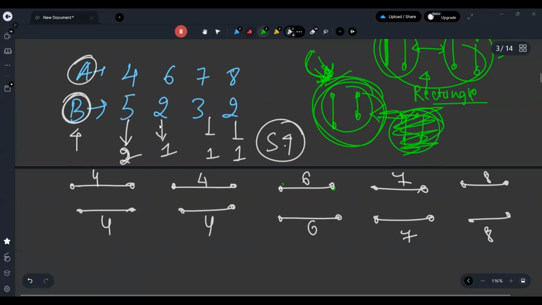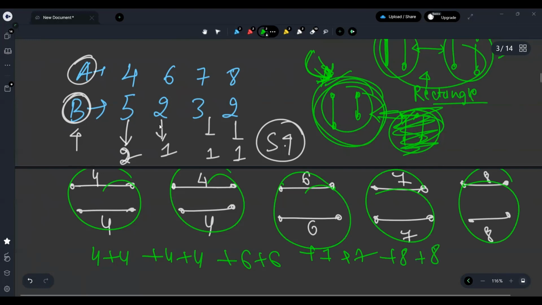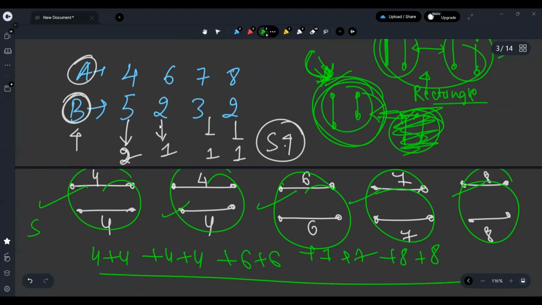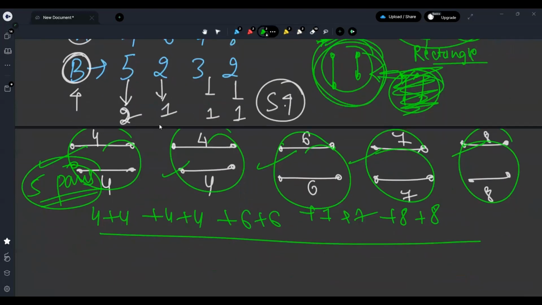So I will add all: 4 plus 4, 4 plus 4, 6 plus 6, 7 plus 7, 8 plus 8. And I will take the count: 1, 2, 3, 4, 5. I have 5 pairs. But 5 pairs can never form a rectangle. For a rectangle, we need 4 sides. That means one extra pair is occurring out of them. So we need to subtract that minimum value.